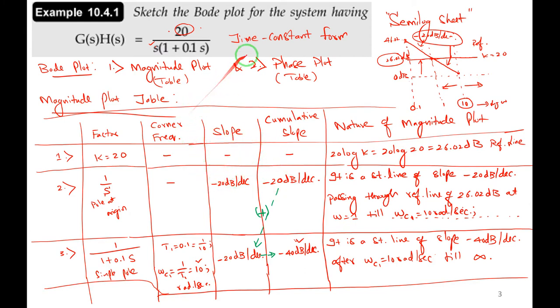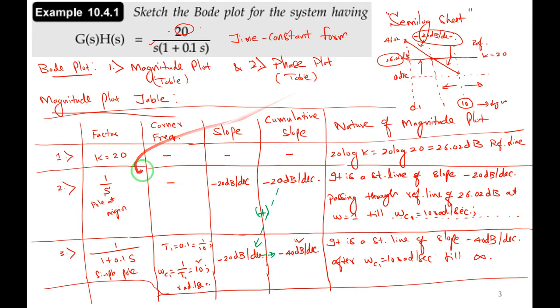Now the table is ready. Next I will go for the phase table, the phase plot table or simply phase table. Okay, the magnitude plot table is ready. Next we have to plot this magnitude plot on the semi-log sheet. That we will do. The second one is the phase plot table, so we will construct it.